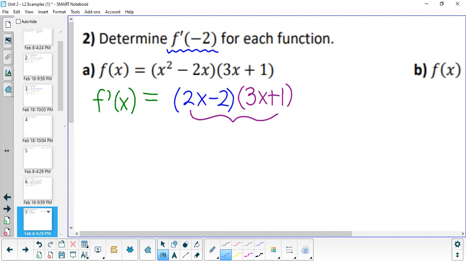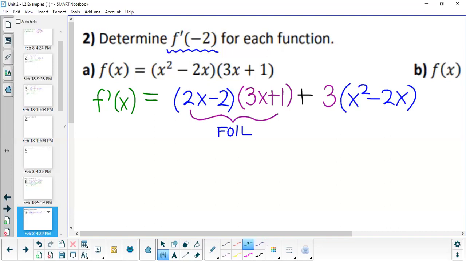Then I'm going to add my derivative of my second function, which is a constant number, multiplied by my original first function. Okay, so I'm going to have to apply FOIL over here.